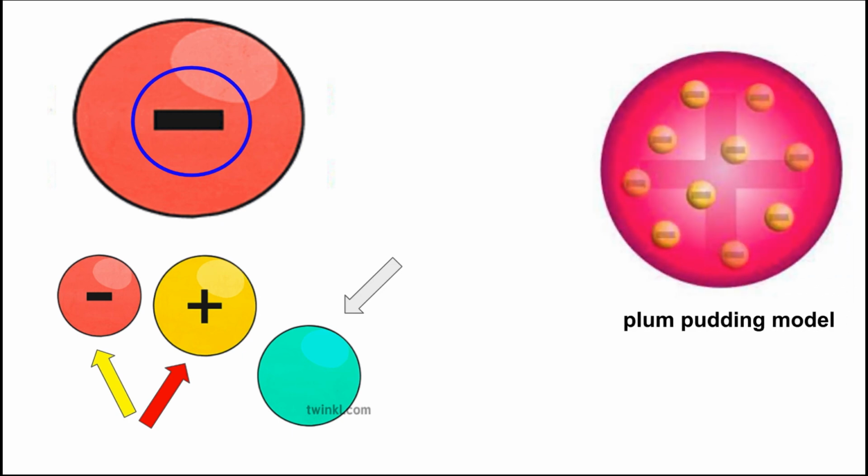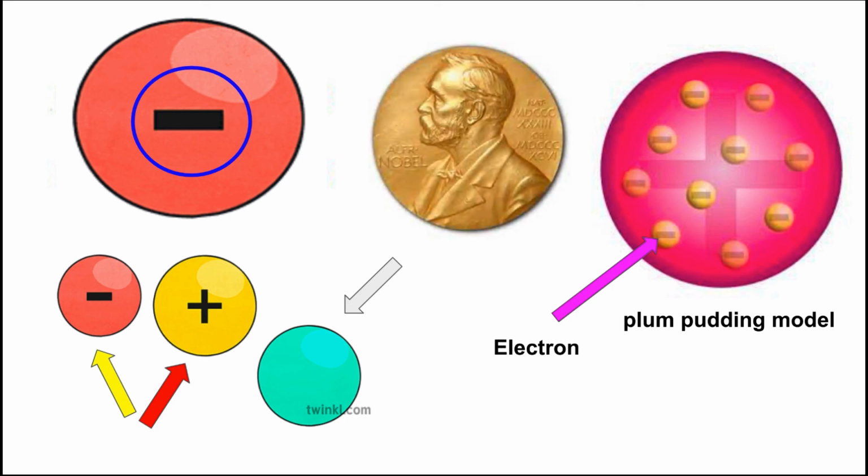He called his new model a plum pudding model. As you can see, he thought of the atom as a tiny pudding with negative toppings. We call these toppings electrons. He won a Nobel Prize for discovering electrons.